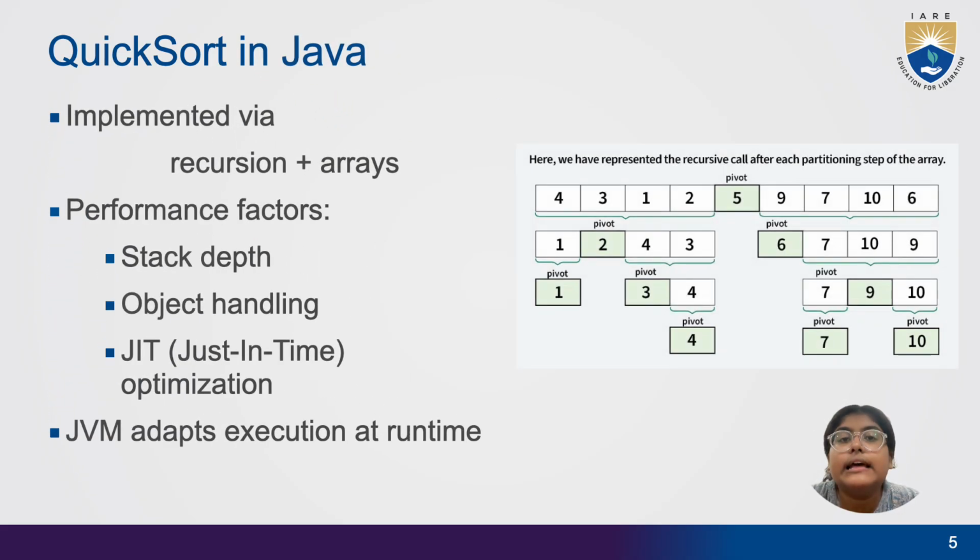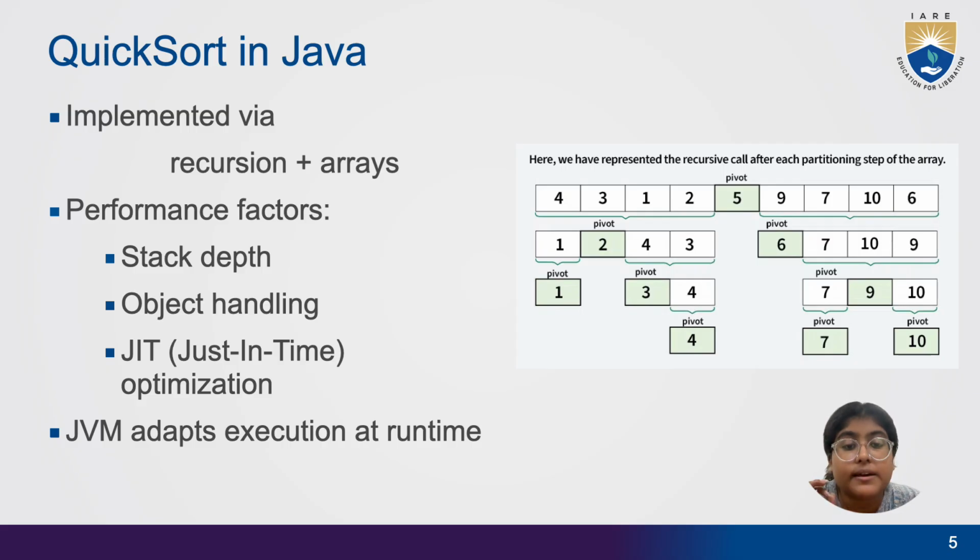Now, let's focus specifically on Java. In Java, QuickSort is implemented in recursive form just as in C or Python. But Java introduces some unique performance considerations. First, recursion in Java is bounded by stack depth, since each recursive call consumes stack frames managed by the JVM. Second, Java manages memory differently. Objects and arrays are handled by the garbage collector, which can affect performance in subtle ways.